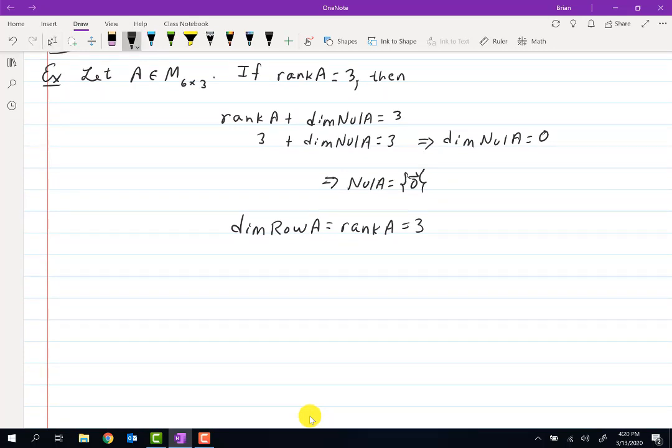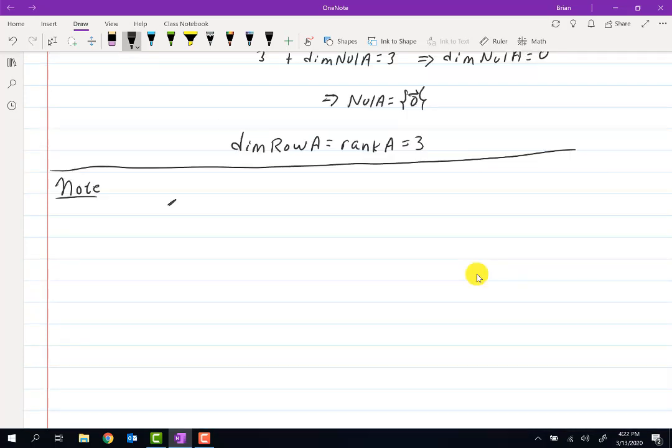By the way, here's an interesting thing you should take a look at. Let me make a note here. The row space of A is no different than the column space of the transpose of A. So that should make sense. Then dim row A will equal rank A transpose. But I already know that dim row A is equal to the rank of A. So that's an interesting result right there.